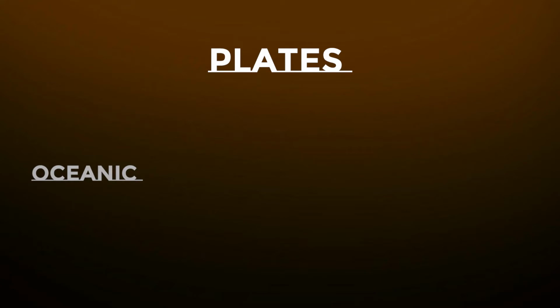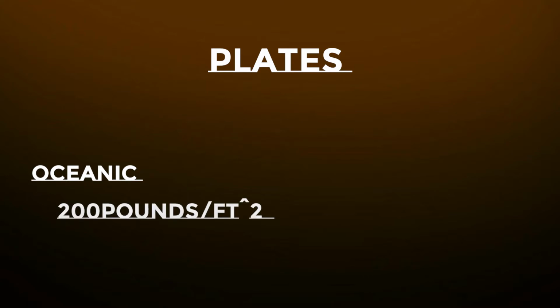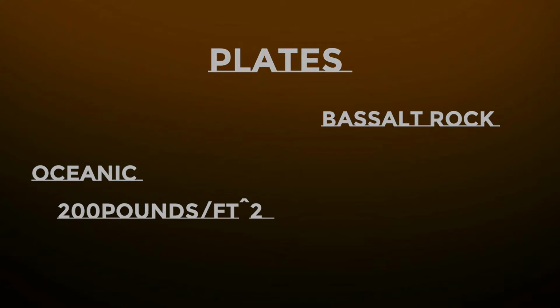An oceanic plate is a plate underwater with very dense properties. The density of the oceanic plate is 200 pounds per square foot. They are formed from basalt rock, which is a kind of volcanic rock. It sinks down because of lower buoyancy.